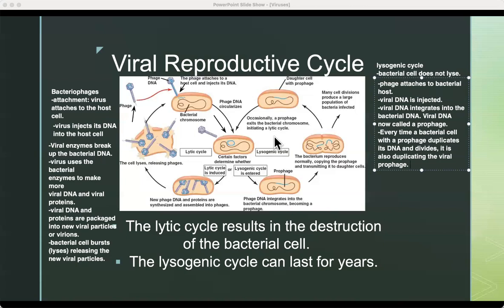Now, if you look at the top here, it says occasionally a prophage exits the bacterial chromosome, initiating a lytic cycle. So you go down to this middle picture here. Now remember, the viral DNA is that blue circle. So it comes out of the bacterial chromosome and it starts the lytic cycle where it will then fragment the bacterial DNA and kill the bacterial cell.